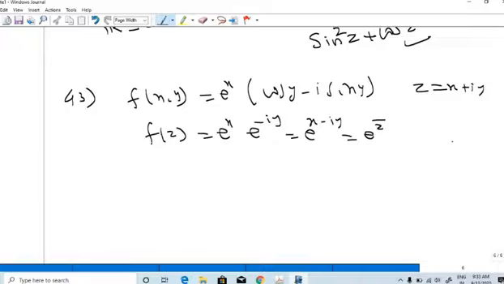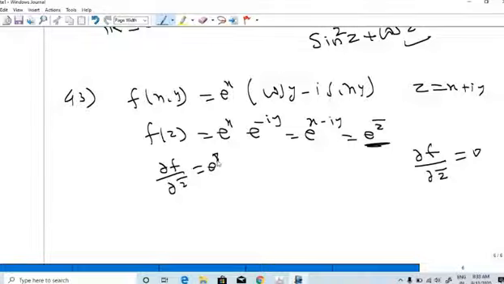Whenever f is analytic, the partial derivative of f with respect to z̄ should be 0. But here, ∂f/∂z̄ of e^{z̄} is again e^{z̄}, which is not equal to 0. Therefore, this is not an analytic function. This is the complex form of the CR equation: ∂f/∂z̄ should be 0, but in the first case the function depends on z̄. Therefore, it is not analytic.